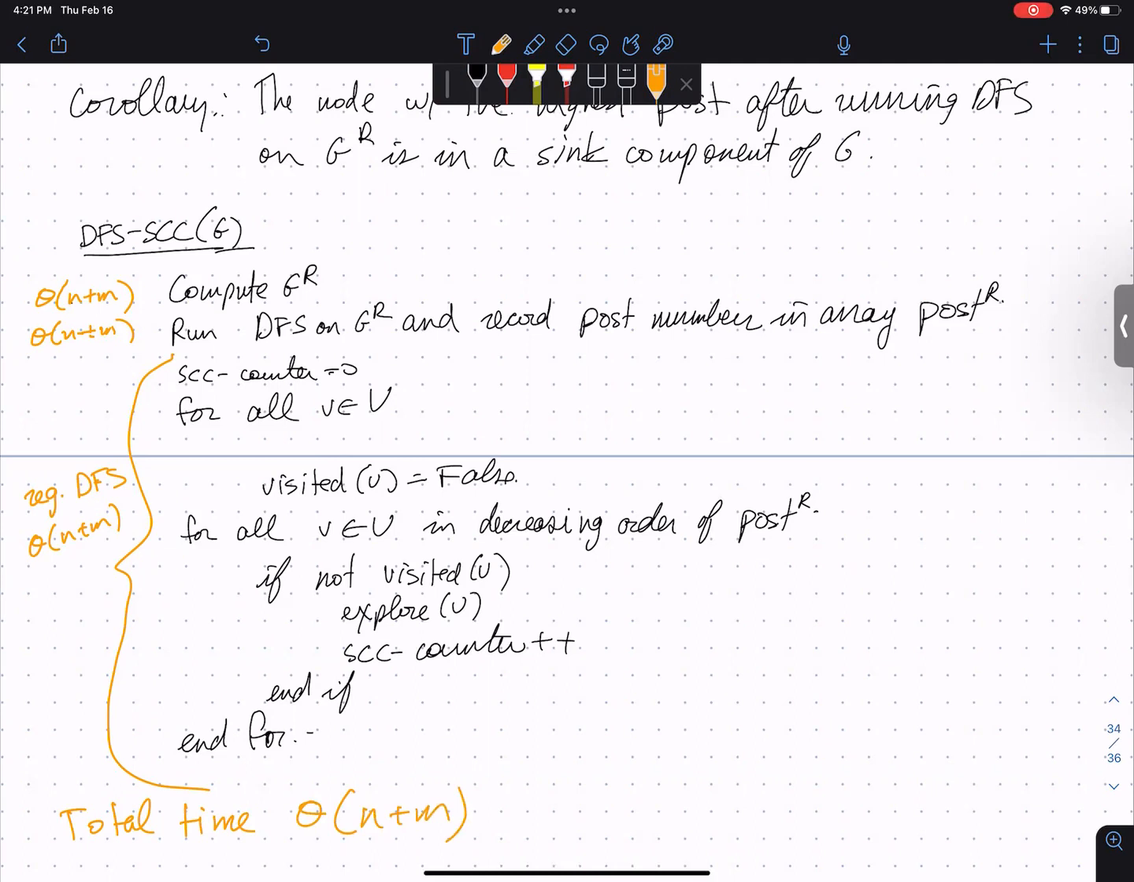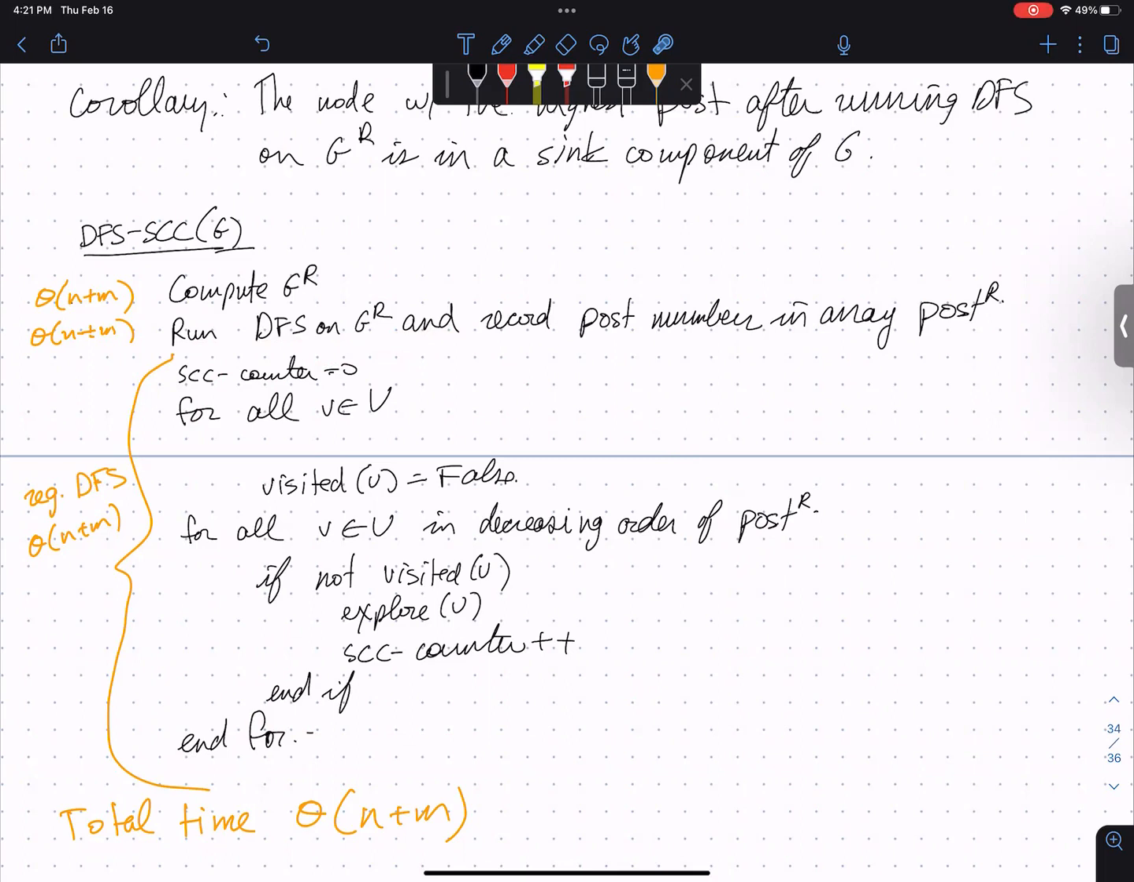As I said when I started this chapter, DFS has many, many uses, and here you have an example. You're actually running DFS twice: initially on the reverse graph, and then on the original graph. It's a more complicated way of using depth first search to show just how powerful it is. Any questions?